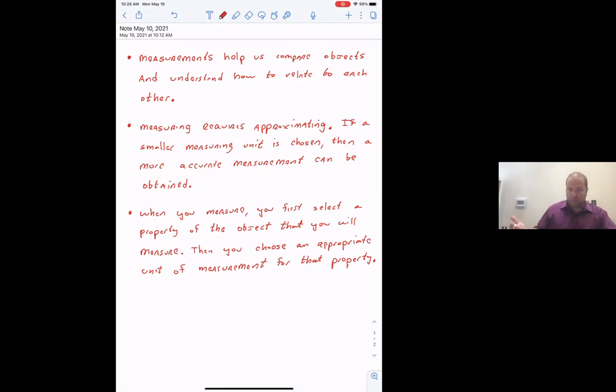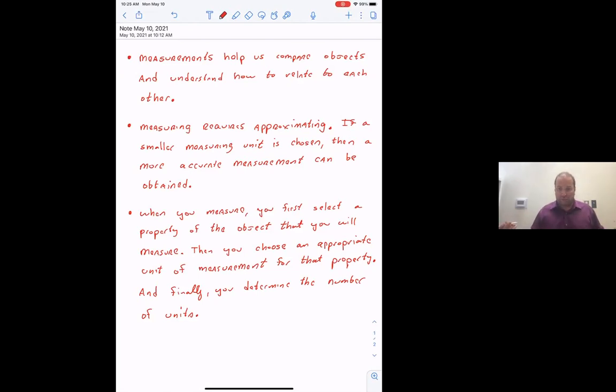So we first pick the property. We then choose an appropriate unit to use. And finally, you determine the number of units. So in this case, I take out my ruler and I say, oh, this is about 5, 6 inches, whatever it is. And in the case of the Earth to the Sun, oh, it's about 93 million miles.